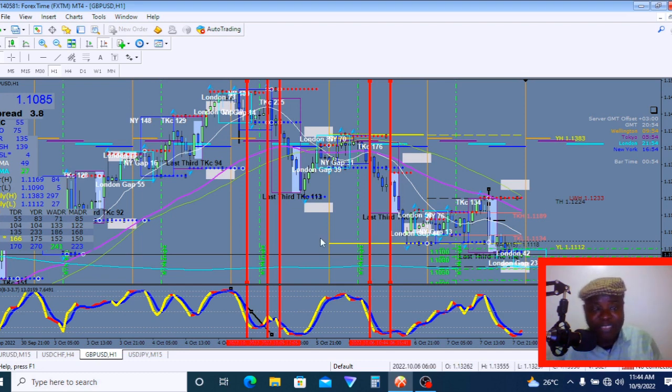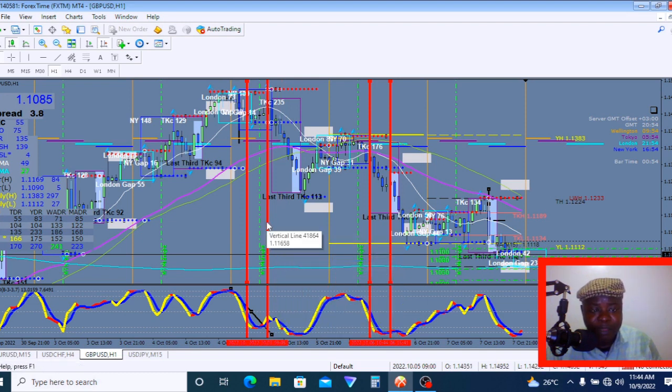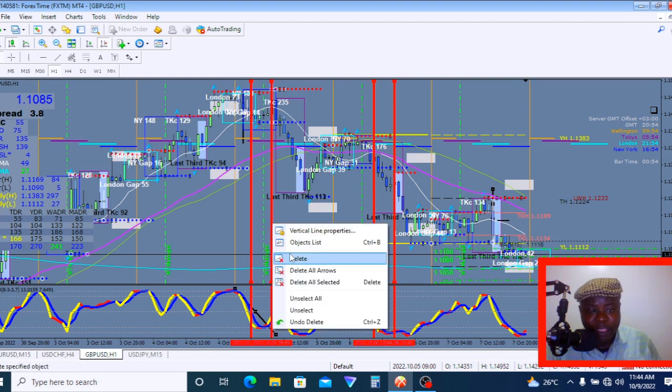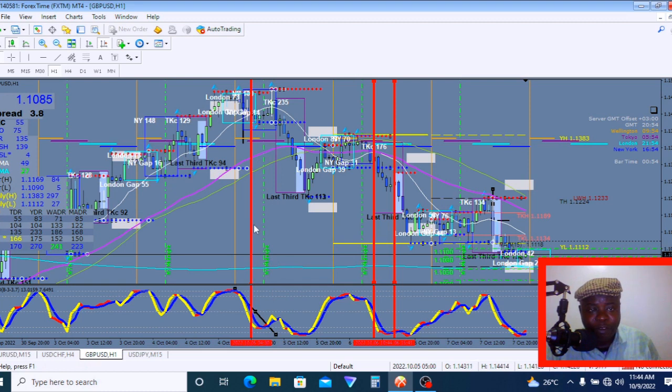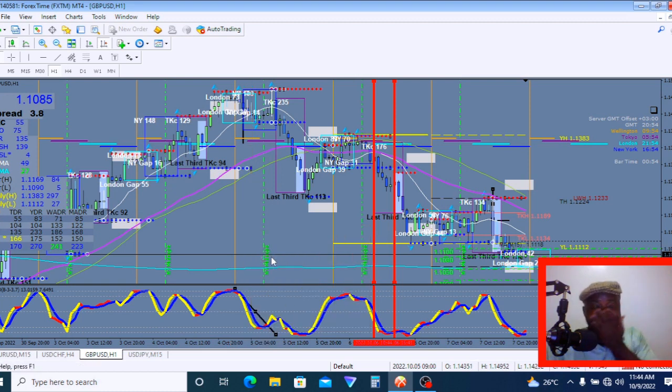Now, let me take this out. Let me take all this out because we no longer need them. Keep taking them out. We no longer need this chart from here. I'm taking it out. So from here now we have a complete downtrend. We have a complete downtrend. So look at it from here.